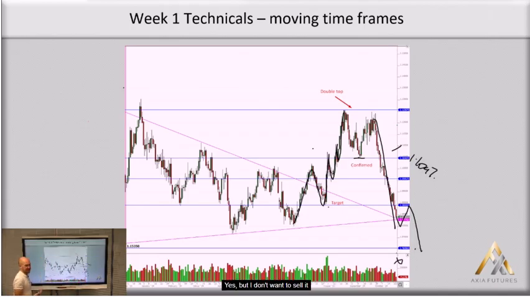Yes, but I don't want to sell it because I think the pullback is quite possible. I don't know where that's going to come. What I don't want to be doing is selling it just as it goes straight the way back up.